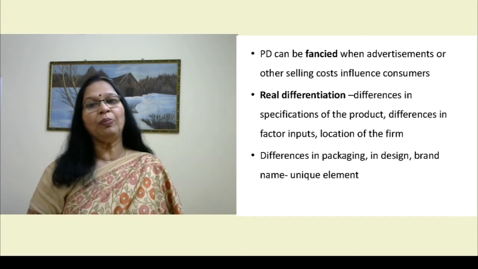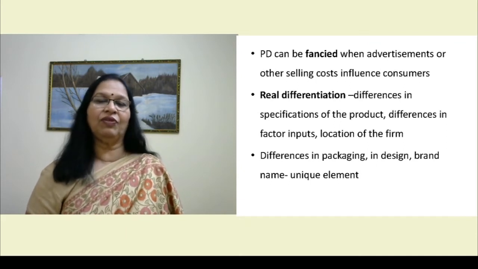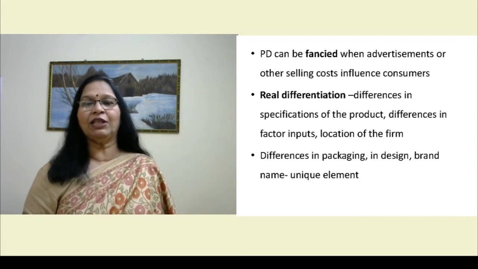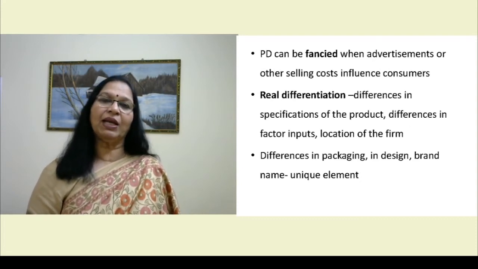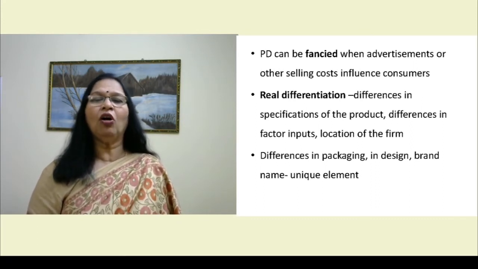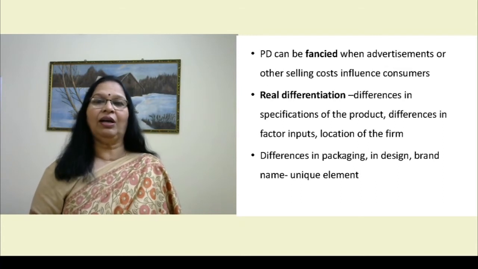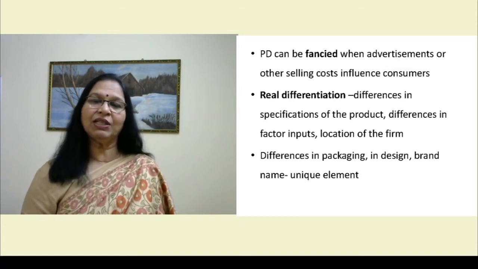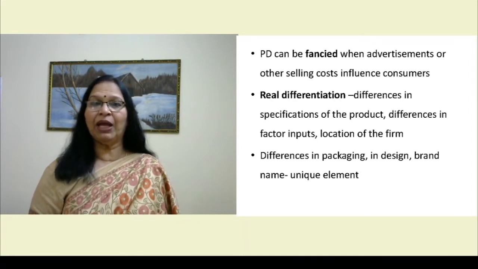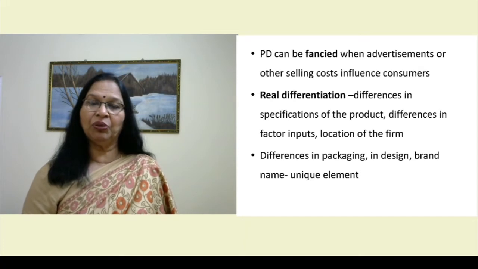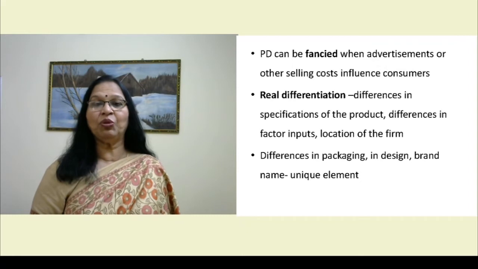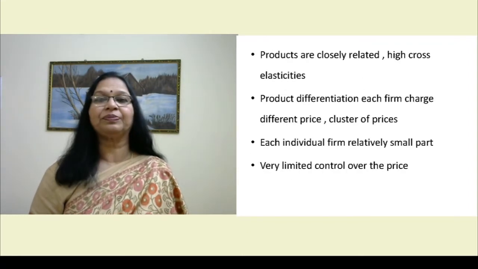Now, there could also be what is called real differentiation. In the case of real differentiation, the product may be uniquely different in terms of the color, shape, size, design, location of the firm where it is being provided. All of this can actually be real differentiation. The earlier one was just by advertising. So any of these things, and there can be a brand name that could be uniquely liked by customers. Any of these things can create some uniqueness to that particular product.